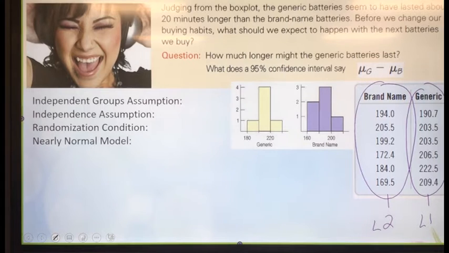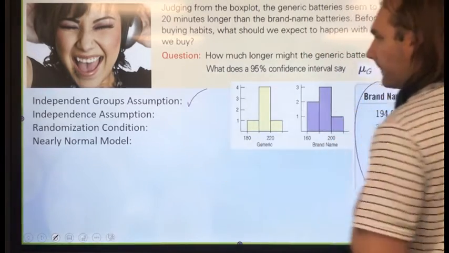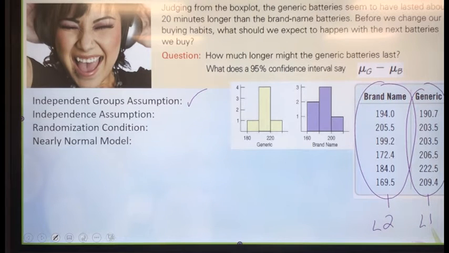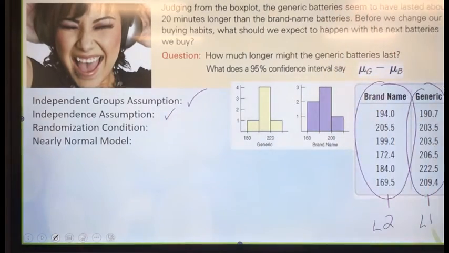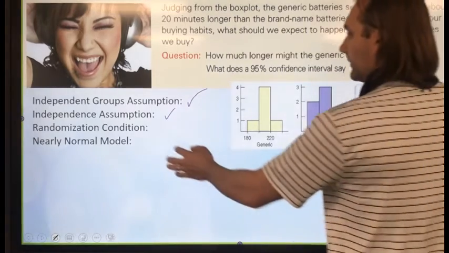Let's look at our assumptions. Independent group assumption. Can we say that the generic batteries aren't affecting the brand batteries? I would say so, unless they are the same company and one's intentionally making the other one worse. So I would say that's okay. Independence. Let's assume that each battery is independent from one another. Randomized condition. Did we grab random batteries? I don't see the word random, but let's go ahead and assume this.